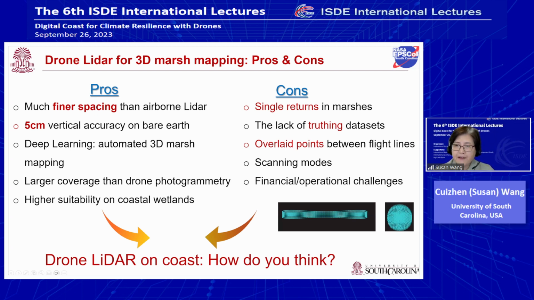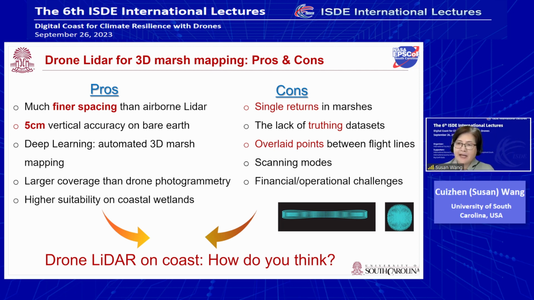Another big disadvantage is the truthing data. Different from raster data, with drone points there are no clear edges, no shape information. So collecting the truthing data for deep learning is based more on visual interpretation, which itself introduces uncertainties. Another problem is the lack of marsh field data in the interior.